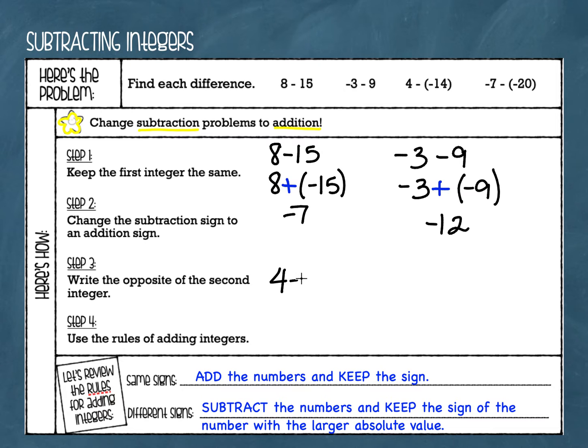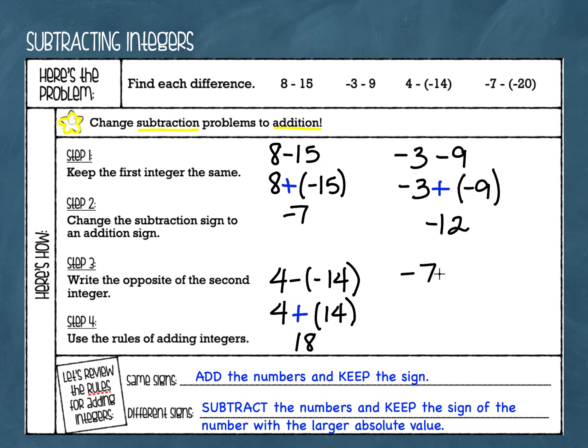All right, next example. We've got 4 minus negative 14. As always, we're keeping that first integer the same. I'm going to change my minus sign into a plus sign. The opposite of negative 14 is positive 14. I've got 2 positive integers. This is like first grade. I'm just going to add them. 4 plus 14 is 18. A positive plus a positive gives me a positive.